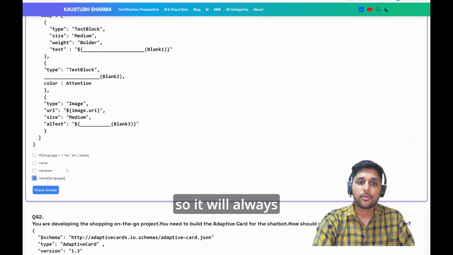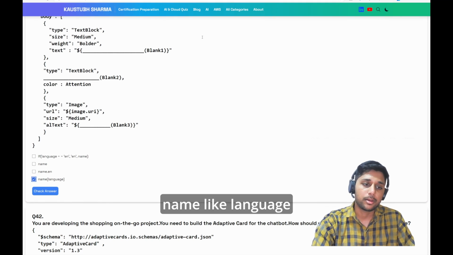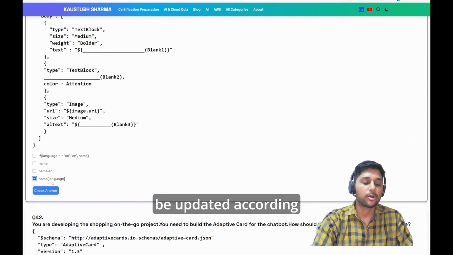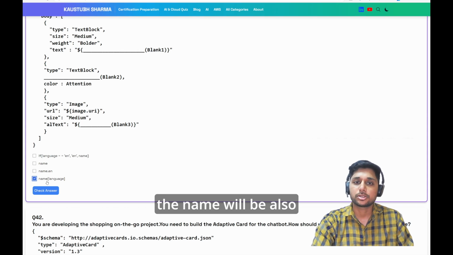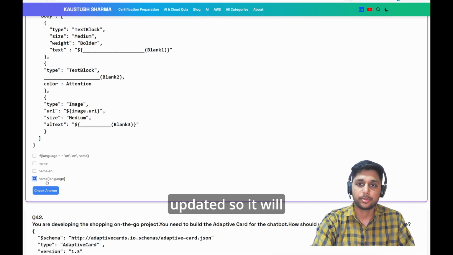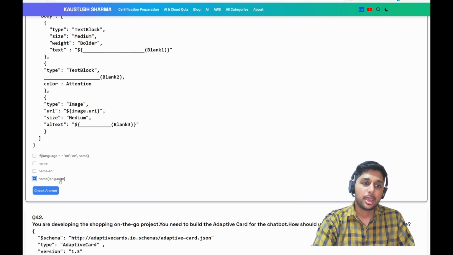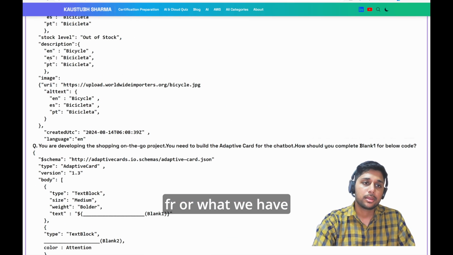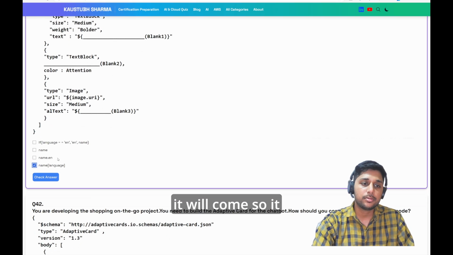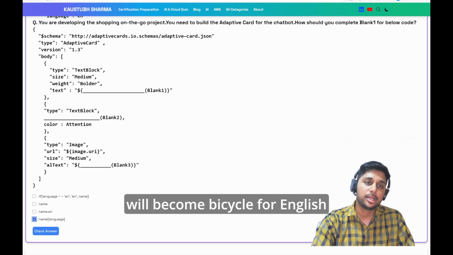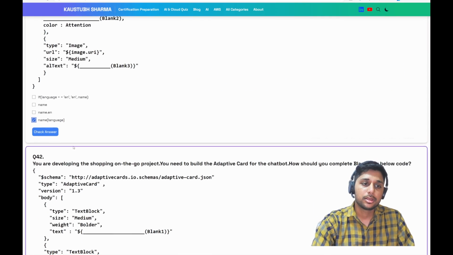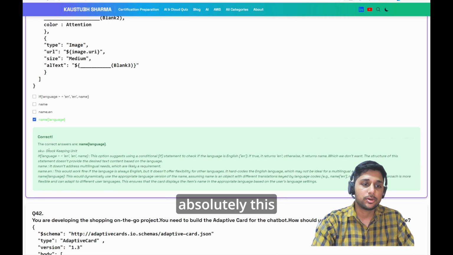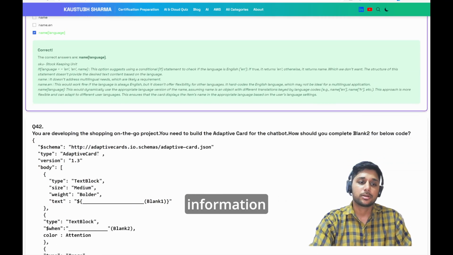So it will always check the language, and this language will be updated according to English or Spanish or Portuguese, and accordingly the name will also be updated. So this will dynamically update it. It will come like name, en, fr, or whatever we have, ES, PT, whatever it will come. So it will replace the name automatically with this variable. So text will become bicycle for English, bicicleta for Spanish, and bicicleta for Portuguese. Okay, so let me select this. Yes, absolutely, this is correct. You can read more information about it.